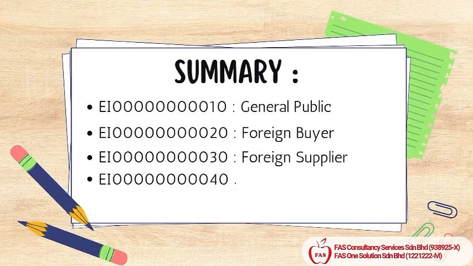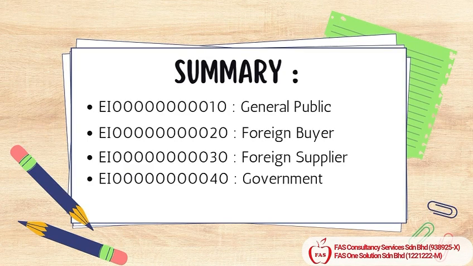Summary of TIN. General Public EI 9010. Foreign buyer EI 9020. Foreign supplier EI 9030. Government EI 9040.